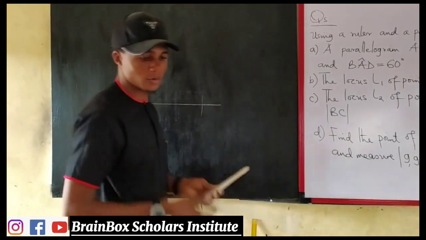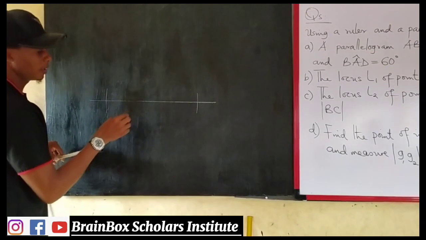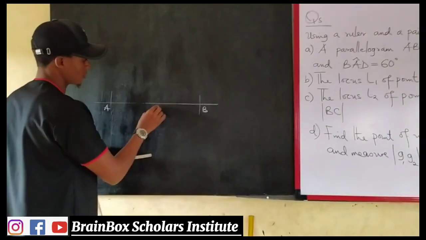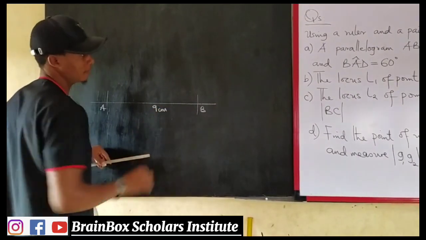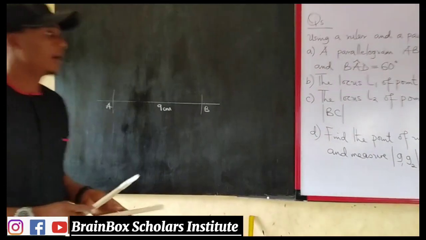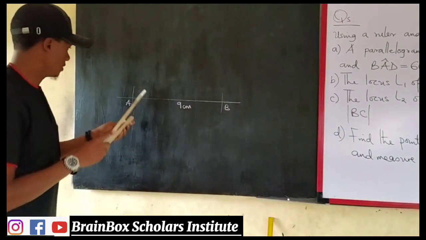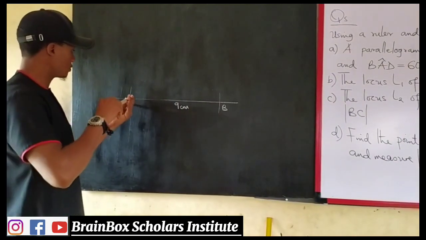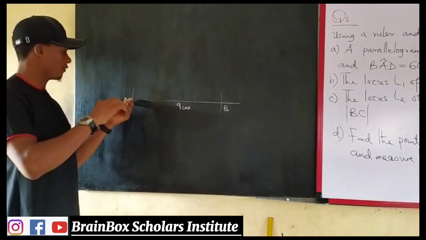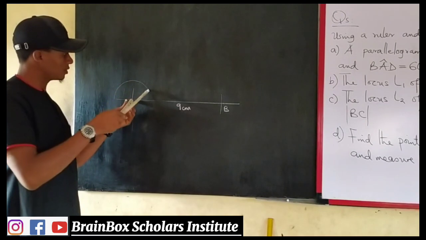And I'll call it AB. So here is A, and it measures 9. The next thing is to draw the angle, 60 degrees, at A. So I'll draw a semicircle. I hope you know what I'm talking about. I have a semicircle this way.